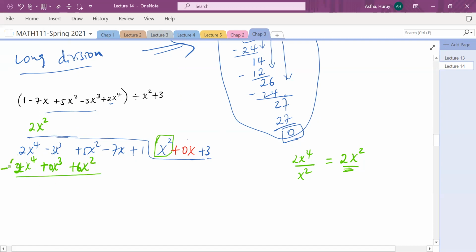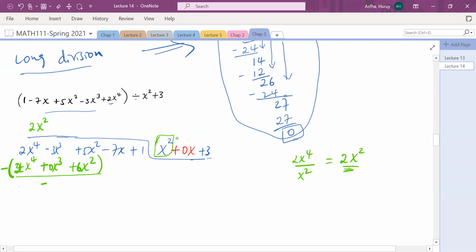Now you subtract this and use this parenthesis because this subtraction is for all these terms. So use the parenthesis, put all of them in parentheses. Now 2x to the 4th minus 2x to the 4th is 0. Negative 3x cubed minus 0x cubed is still negative 3x cubed. Any number minus 0 is that number itself. Therefore, this doesn't change anything.